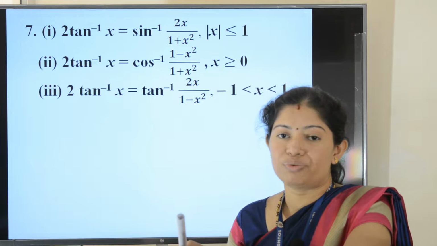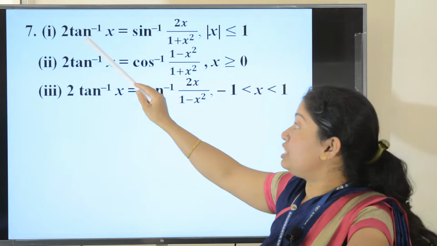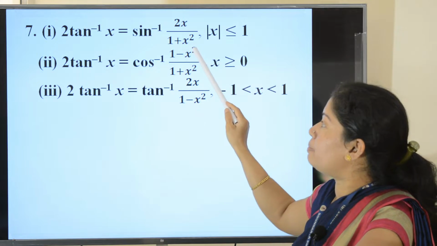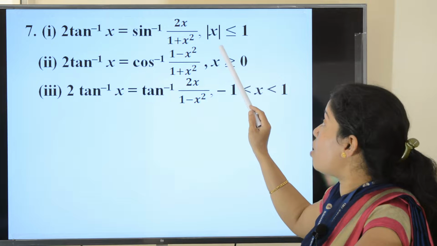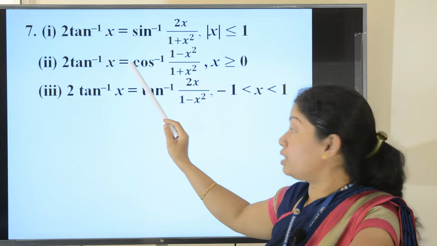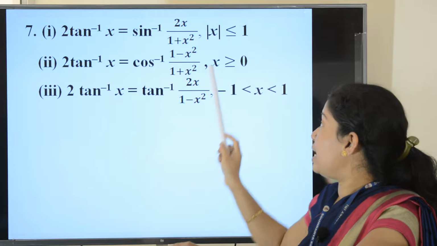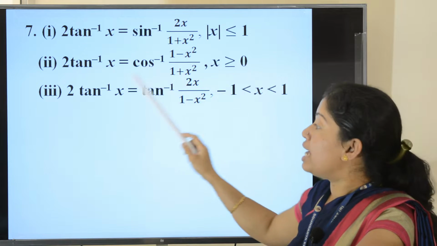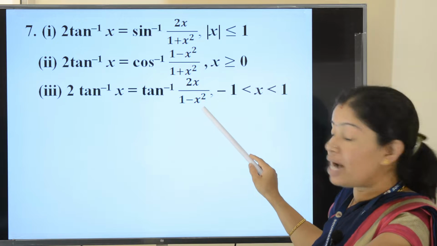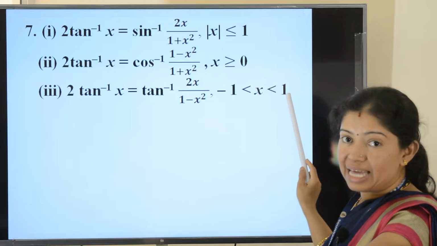So, the last property of your inverse trigonometric function is this one. In that first result, you have 2 tan inverse of x is equal to sin inverse of 2x divided by 1 plus x square, where this mod x is less than or equal to 1. Second one, 2 tan inverse of x is equal to cos inverse of 1 minus x square divided by 1 plus x square, where x is greater than or equal to 0. Third one, 2 tan inverse of x is equal to tan inverse of 2x divided by 1 minus x square, provided minus 1 less than x less than 1.